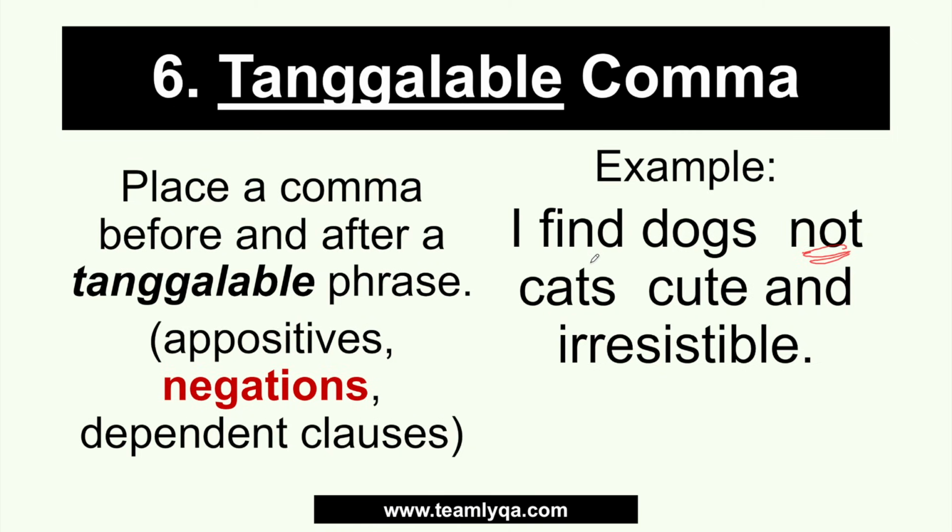Kasi if you notice, yung I find dogs, kahit burahin mo yung not cats, I find dogs cute and irresistible. So nakikita daw siya sa mga dogs. Kahit wala itong phrase na ito na not cats, hindi siya kailangan sa sentence, buo pa rin yung thought. So kung tanggalable siya at negation siya, again, lalagyan mo before and after. Okay? Kasi ang ibig sabihin lang nun, I find dogs, for emphasis lang yung not cats at hindi siya essential, cute and irresistible. So pag may negation, nakakita kayo ng not, tapos tanggalable siya at hindi siya kailangan sa sentence, then you'll put a comma before and after.